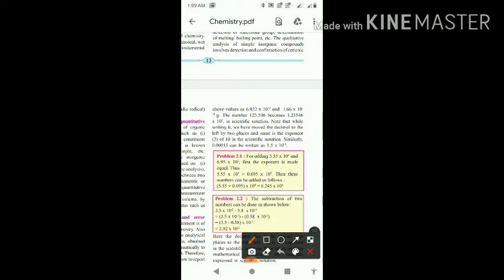Okay, so 5.55 plus 0.695 into 10 raised to 4, because this term is common. And when we add this, it becomes 6.245 into 10 raised to 4. Okay, so for addition or subtraction, the first step is to make the exponents equal, then we can add or subtract.